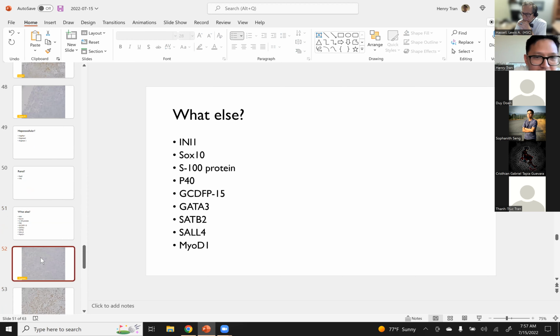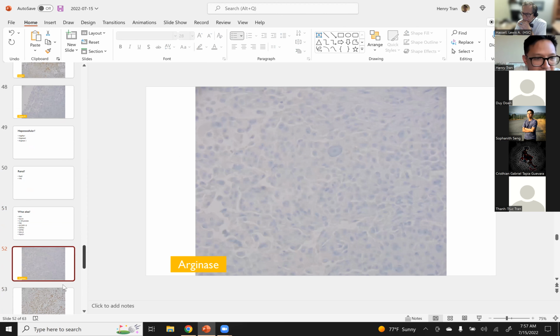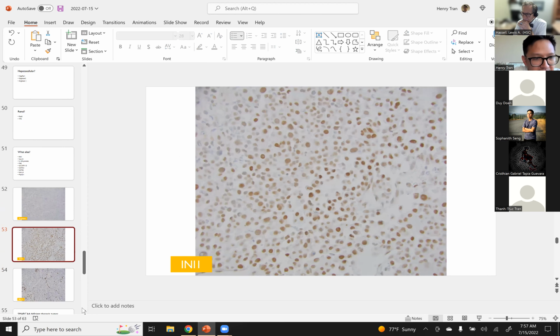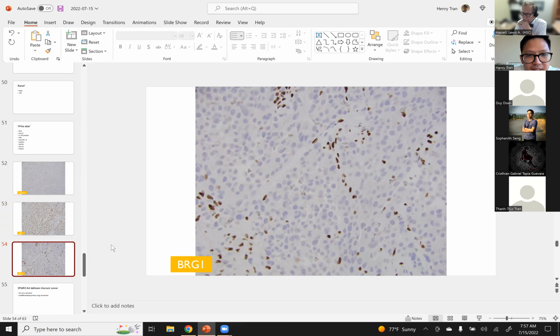So these are some examples, arginase being negative. This is the INI1 being retained. And this was the kind of stain that finally got it. So this is BRG1. The gene that it represents is SMARCA4. So kind of similar to SMARCB1, INI1. This is a related gene and protein to that. The same complex. It does the same thing.